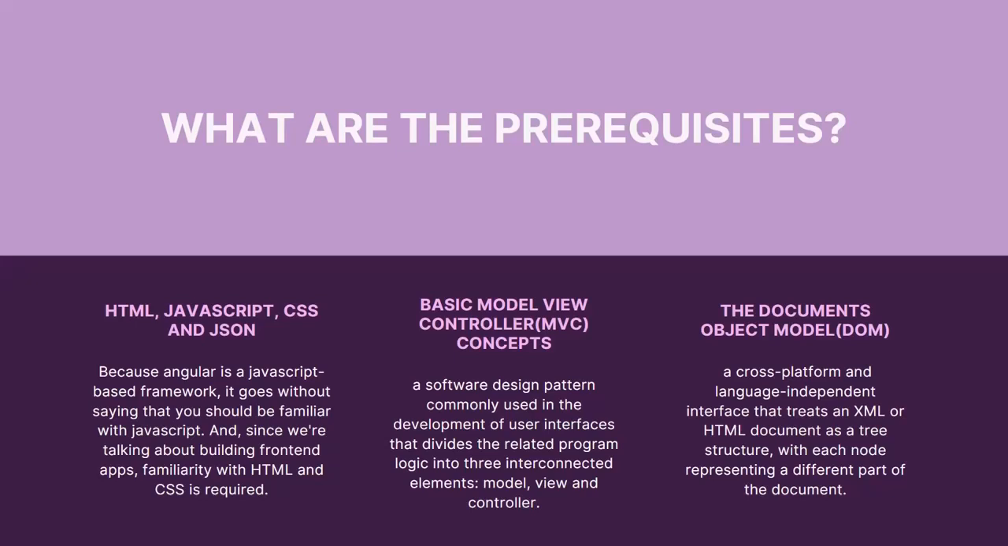Secondly, basic model view controller, or MVC, concepts, which is a software design pattern commonly used in the development of UI that divides the related program logic into three elements: model, view, and controller. And the third one is the document object model, which is a language-independent interface that treats an XML or HTML document as a tree structure with each node representing a different part of the document.